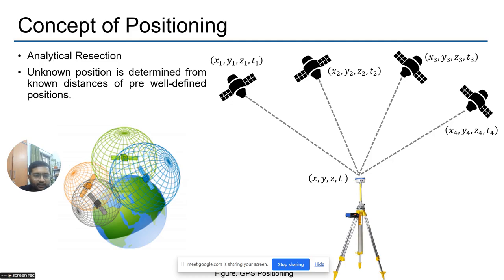Now you might have heard about this thing. So, Shivam, you told about that we need just three satellites, okay, if we want to get the position.